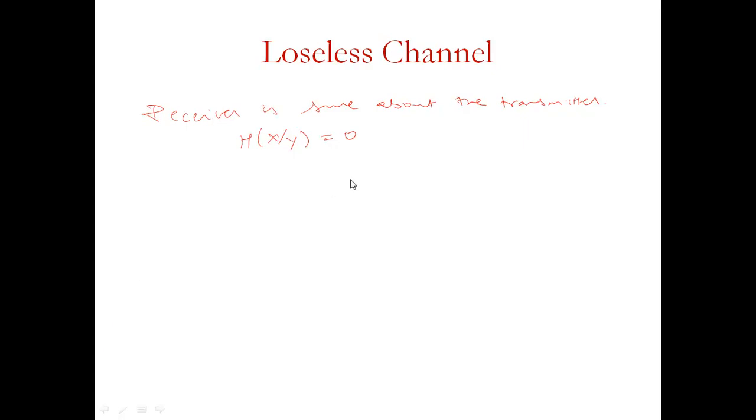This will tell you the channel is error free or lossless. This is the only condition for the channel to be error free or lossless. This condition will take place whenever the receiver is sure about the transmitter. So I'll give you one pictorial representation of the lossless channel.